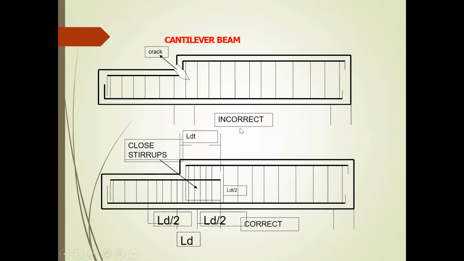Cantilever beam. This is a cracked joint. This is incorrect. Okay. Why is it incorrect? The reinforcement has been continued. The actual procedure has to be like this. You have to have closed stirrups. This is known as correct. Ld by 2 will be the closed stirrups.